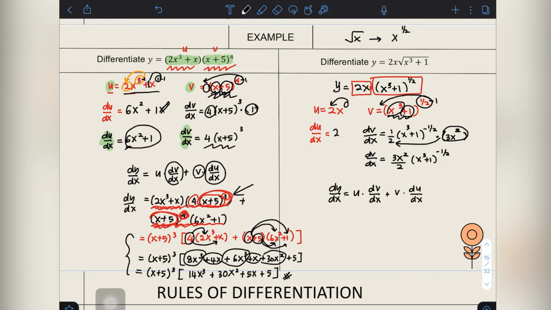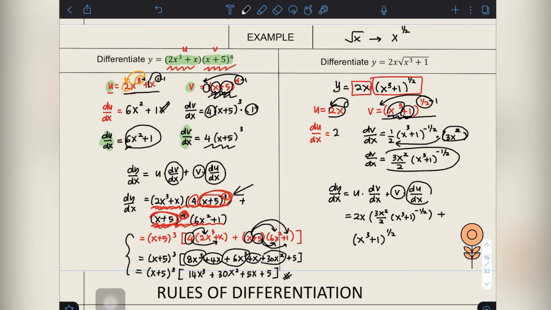The formula is u multiplied by dv/dx plus v multiplied by du/dx. What is your u? Your u is 2x, so write 2x, multiplied by your dv/dx. What is your dv/dx? You have the whole thing here: 3x squared over 2 (x cubed plus 1) to the power of negative half. Plus, what is your v? Your v is (x cubed plus 1) to the power of half. So just write (x cubed plus 1) to the power of half multiplied by your du/dx. Your du/dx is 2, multiplied by 2.